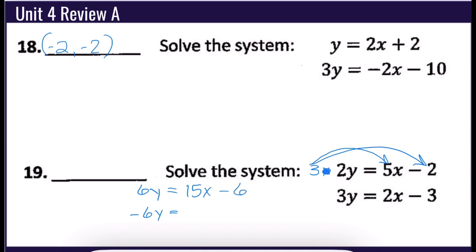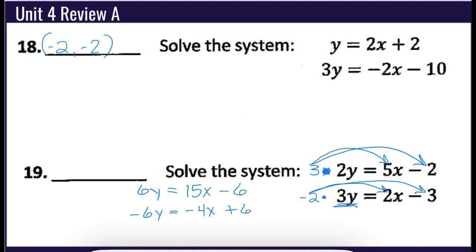So now looking at that 3y down here, to get that to become a negative 6y, I would have to multiply it by negative 2. But that means I have to multiply everything by negative 2. So negative 2 times 2x would be negative 4x. Negative 2 times negative 3 would be a positive 6.